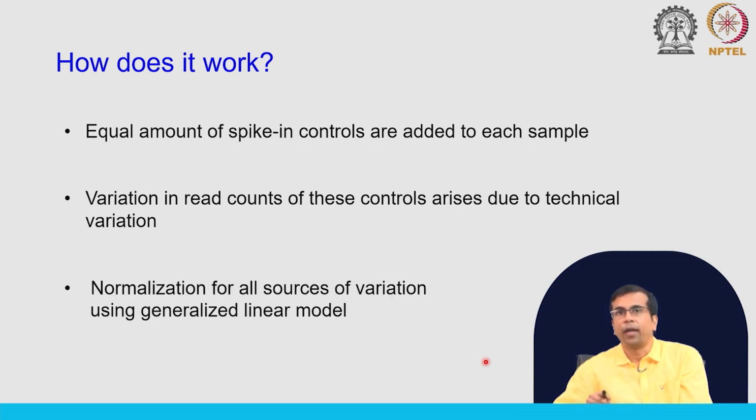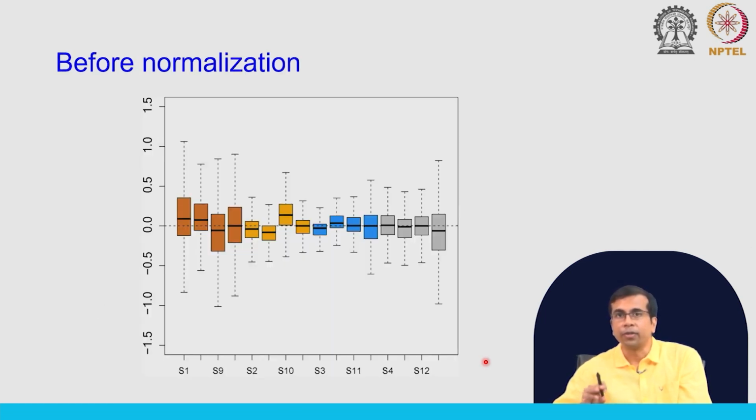And using this control, we can now normalize for all sources of technical variation using a generalized linear model. We can set up a generalized linear model, and researchers have done that. There are packages. We will see these things later on when you do the hands-on. We will actually do this process, and we can remove this unwanted technical variation. I will just show this data again, because this data set had these ERCC spike-in controls.